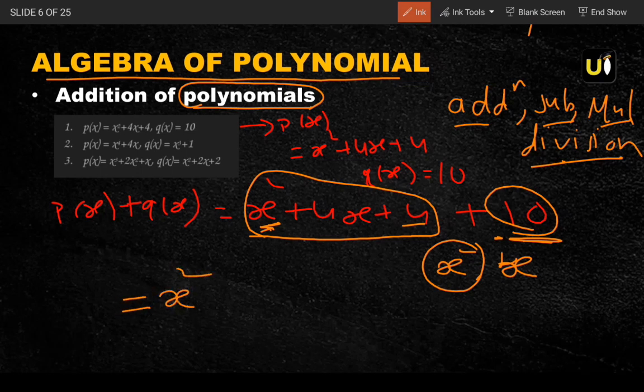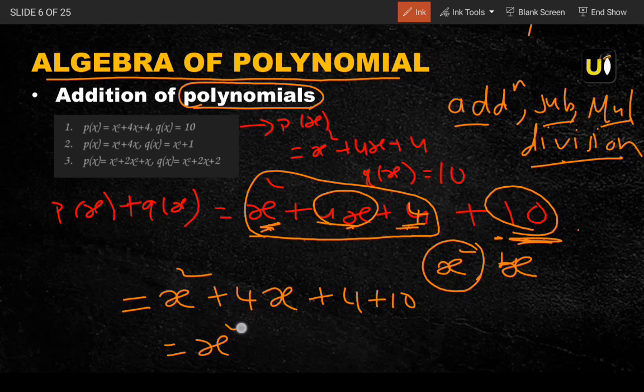And coming to the 4x term, similarly we have to add this 4x with the x term in the second polynomial. In the second polynomial, there is no x term, so this 4x will remain the same, nothing to add. And coming to the constant term, here the constant term is 4. We have to add this constant term with the constant term in the second polynomial. Here the constant term is 10. That means 4 plus 10, that is 14. So the resulting polynomial is x square plus 4x plus 14.